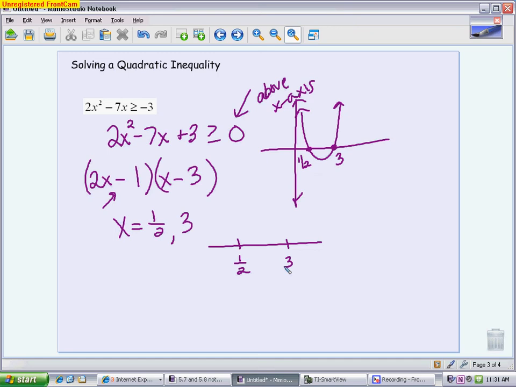You can do this algebraically, or you can do it visually. Visually would just be look at the picture. Look at what you drew over here and see that it starts out above, and then after it gets to 1/2, it goes below the axis, and then after 3, it goes back to above the axis.